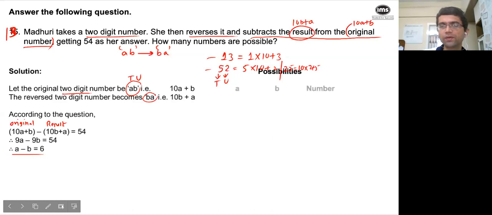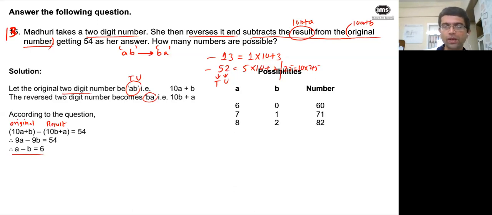So possibilities, let's see. I can have a 6 and a 0. I can have a 7 and a 1, 8 and a 2, 9 and a 3. So not 3 possibilities, I can have 4 possibilities of a, b. So the number can be 60, 71, 82 or 93. As Arman has also rightly found out, I can have 4 such numbers.